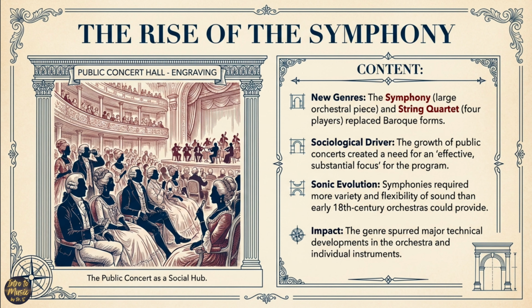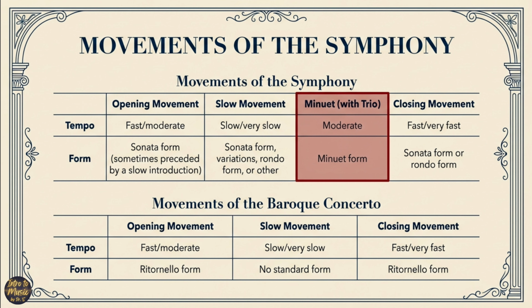Let's start with the symphony. A typical classical symphony consists of 4 movements, each with a specific function and speed. The first is fast and substantial. The second is slow and quiet. The third is a dance called the minuet. And the fourth is a fast, brilliant finale.